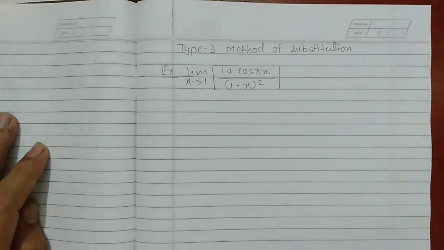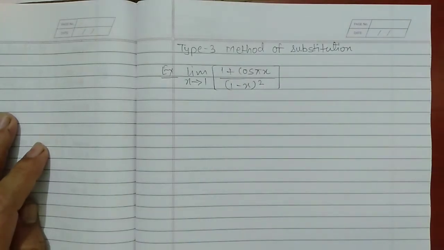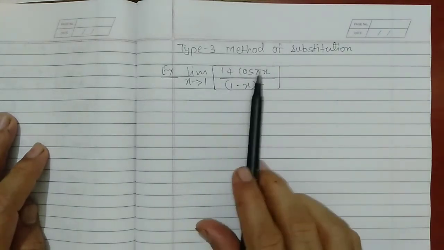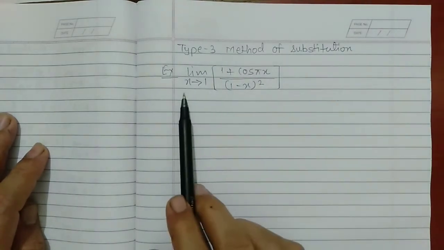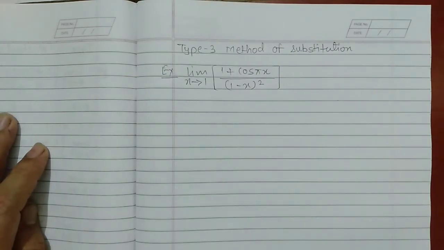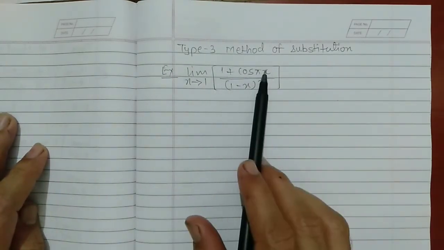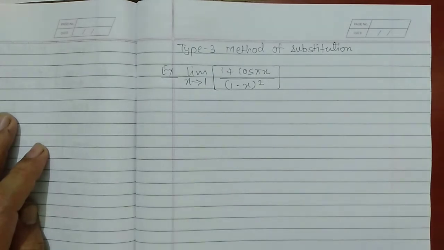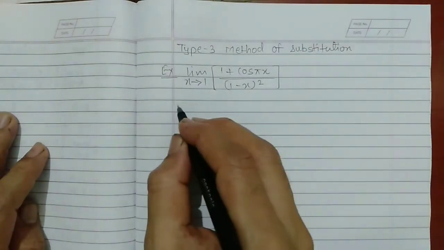So the last type is the method of substitution. In this case either numerator or denominator is a trigonometric function and x tends to a non-zero value. So in this problem we can see that the numerator is a trigonometric function and x tends to a non-zero value. So obviously this is the method of substitution. Now to solve this, we start with this.